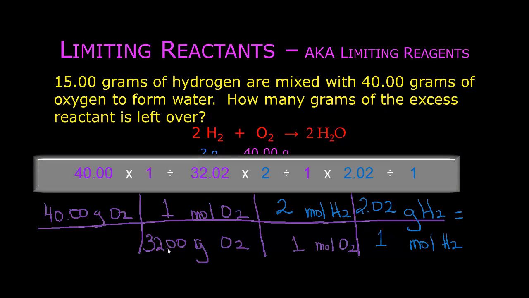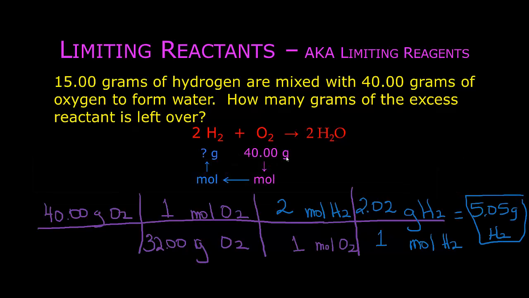40 divided by 32, times 2, times 2.02 is 5.05 grams of hydrogen. So what that means is when we react 40 grams of oxygen with hydrogen, we're only going to use 5 grams of hydrogen until all the oxygen is used up.